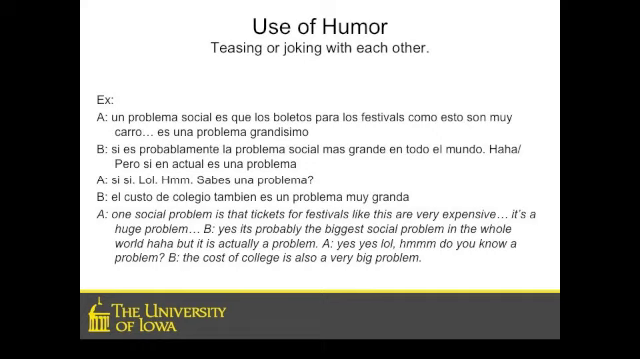In one conversation expressing use of humor, student A says, "One social problem is that tickets for festivals like this are very expensive. It's a huge problem." Student B responds, "Yes, it's probably the biggest social problem in the whole world, haha, but it actually is a problem." Student A responds, "Yes, lol, do you know a problem?" And student B says, "The cost of college is also a very big problem."